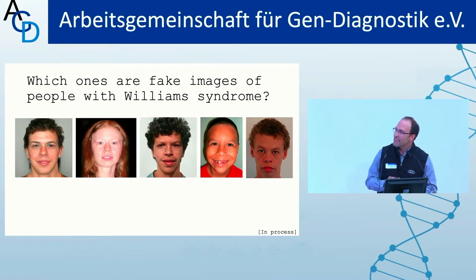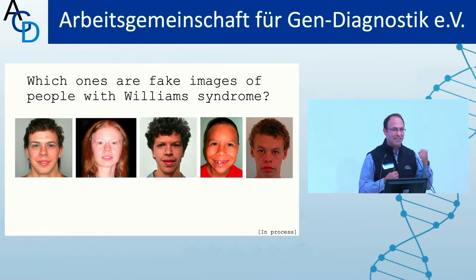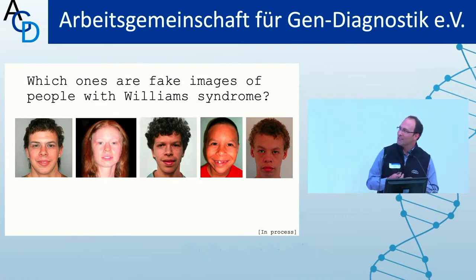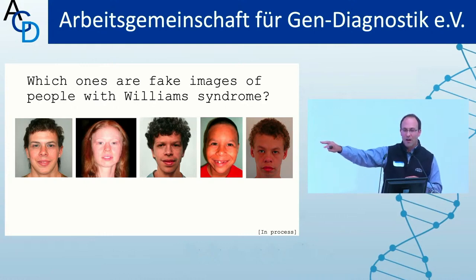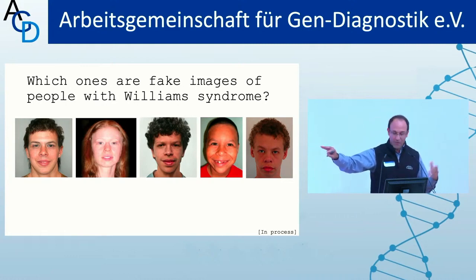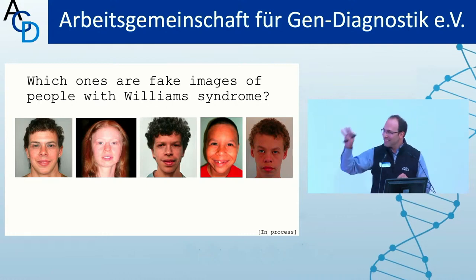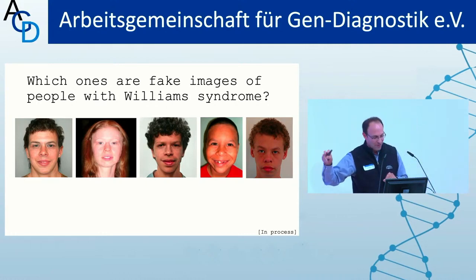So I'll give you guys a second. I do lots of examples with Williams syndrome because I'll never forget getting yelled at for missing that diagnosis. So these are 5 people, some of whom are real, some of whom aren't real, GANs of people with Williams syndrome. So take a second, or I'll give you guys 30 seconds and decide which ones are real in your head. You don't have to yell it out, but just in your heads, which ones are real and which ones are fake.